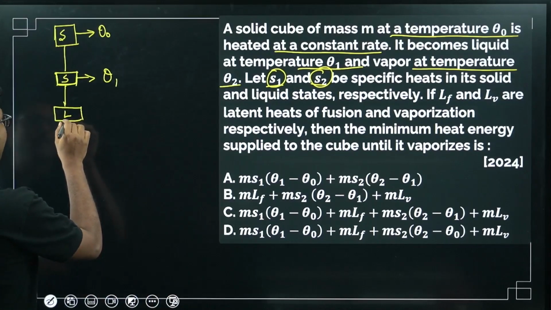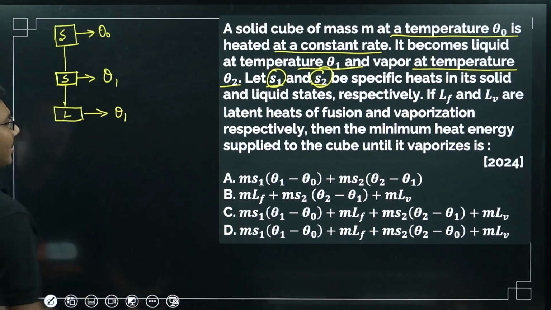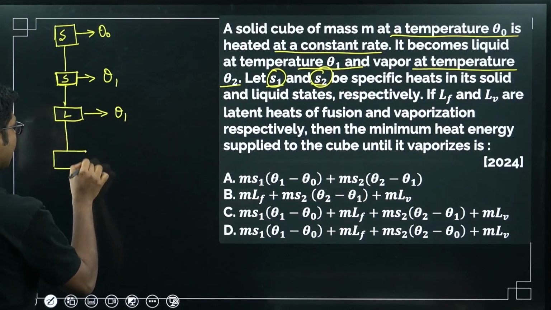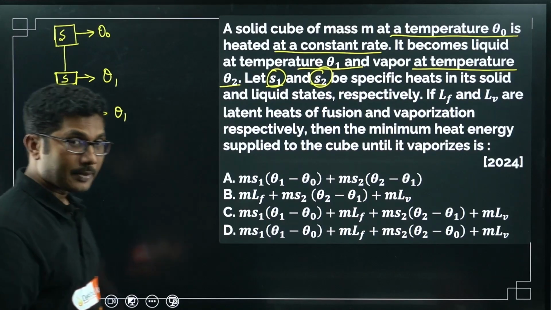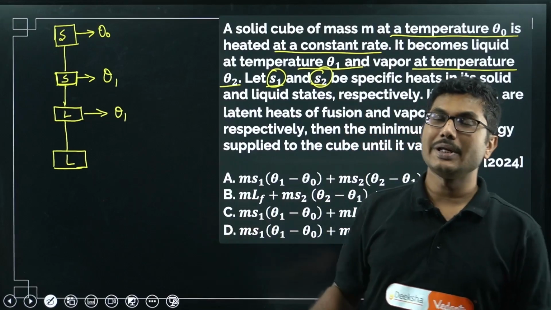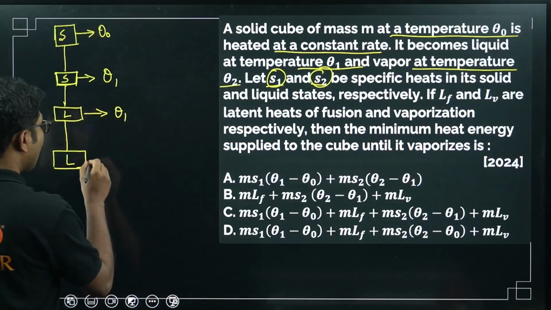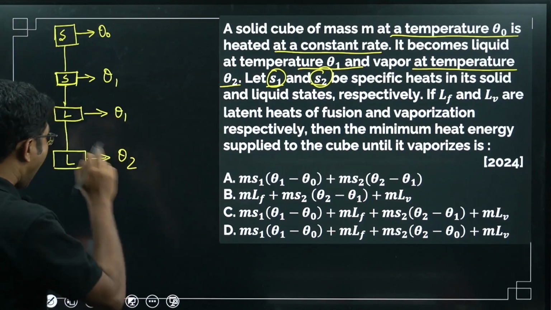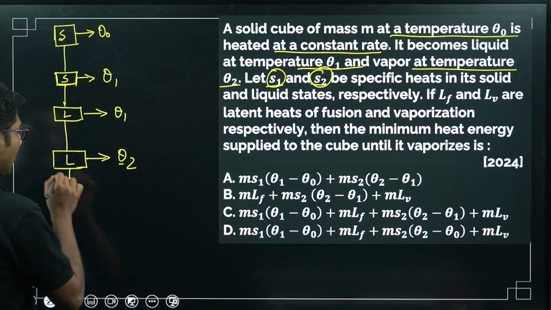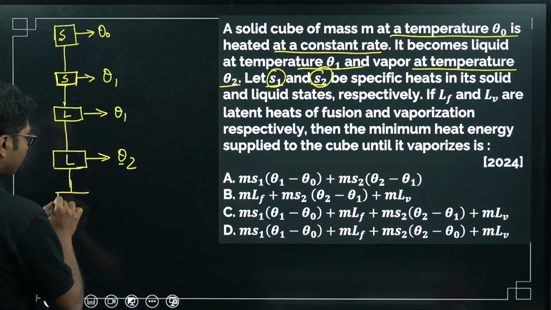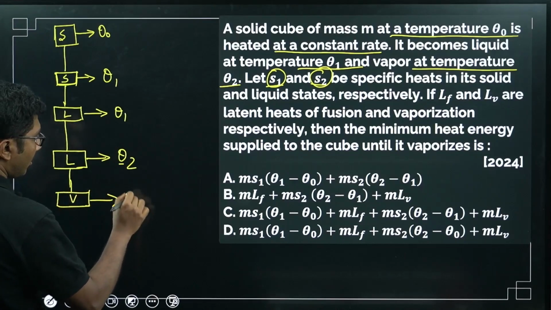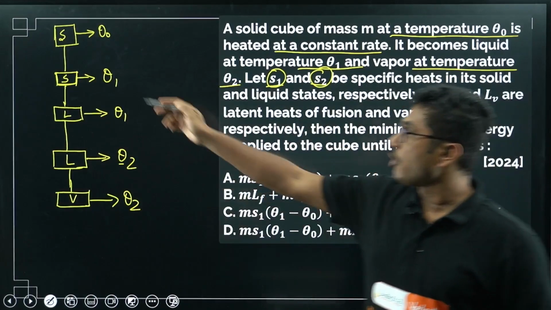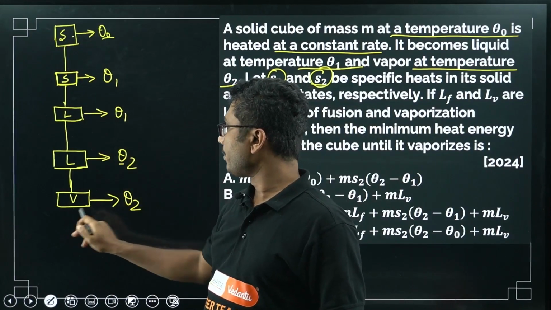Now it will be liquid at temperature theta 1. Now it will be heated again till it reaches vaporization, till it becomes vapor. But before becoming vapor, it will reach the boiling point theta 2, but it will still be a liquid. After it becomes liquid at theta 2, it will start boiling and become a vapor. Okay, so they asked you what is the total amount of heat required to go from solid at theta naught to vapor at theta 2.